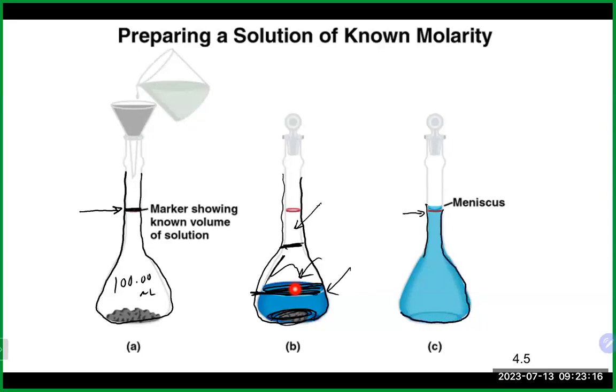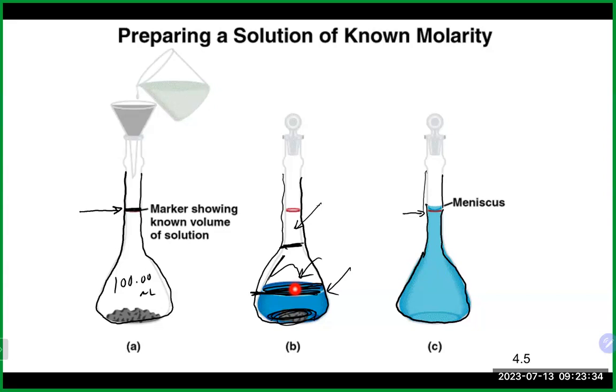Then put the cap on and mix it at that point to get your solution that is properly volumed, if you will. It's a very accurate and precise way to measure out a solution.